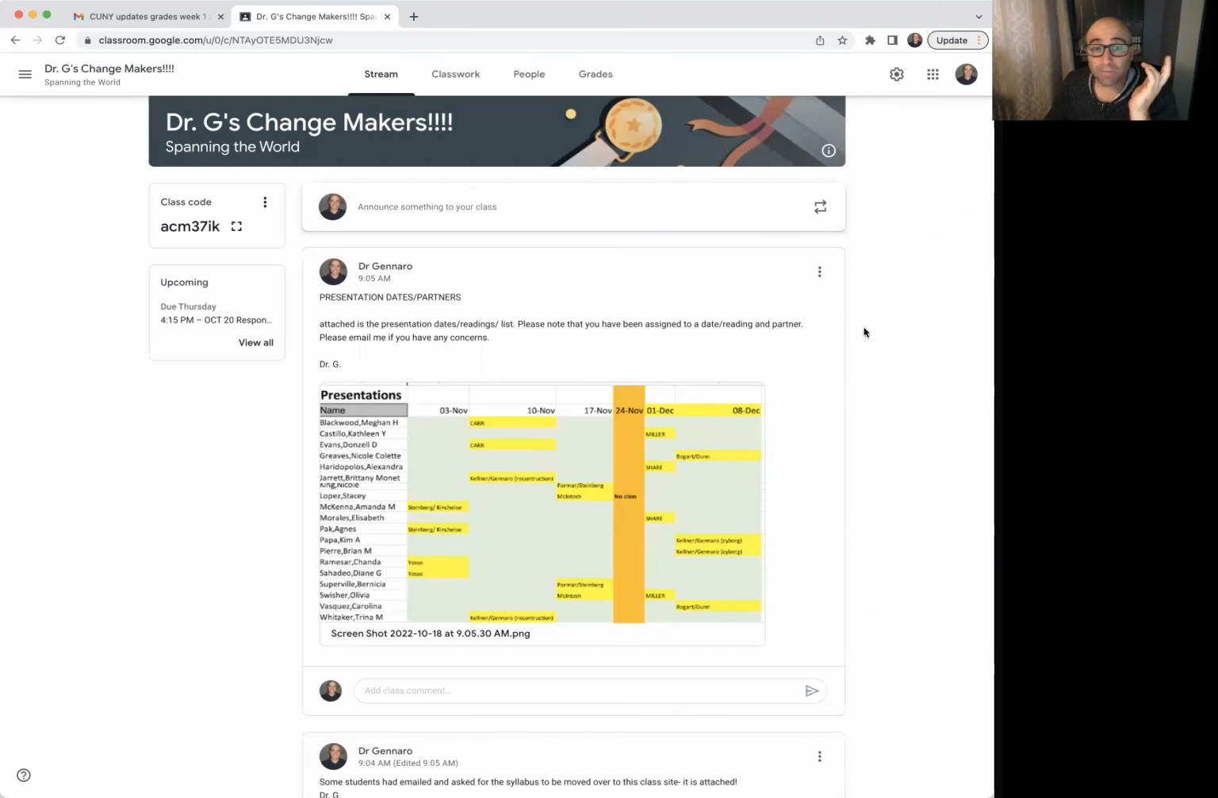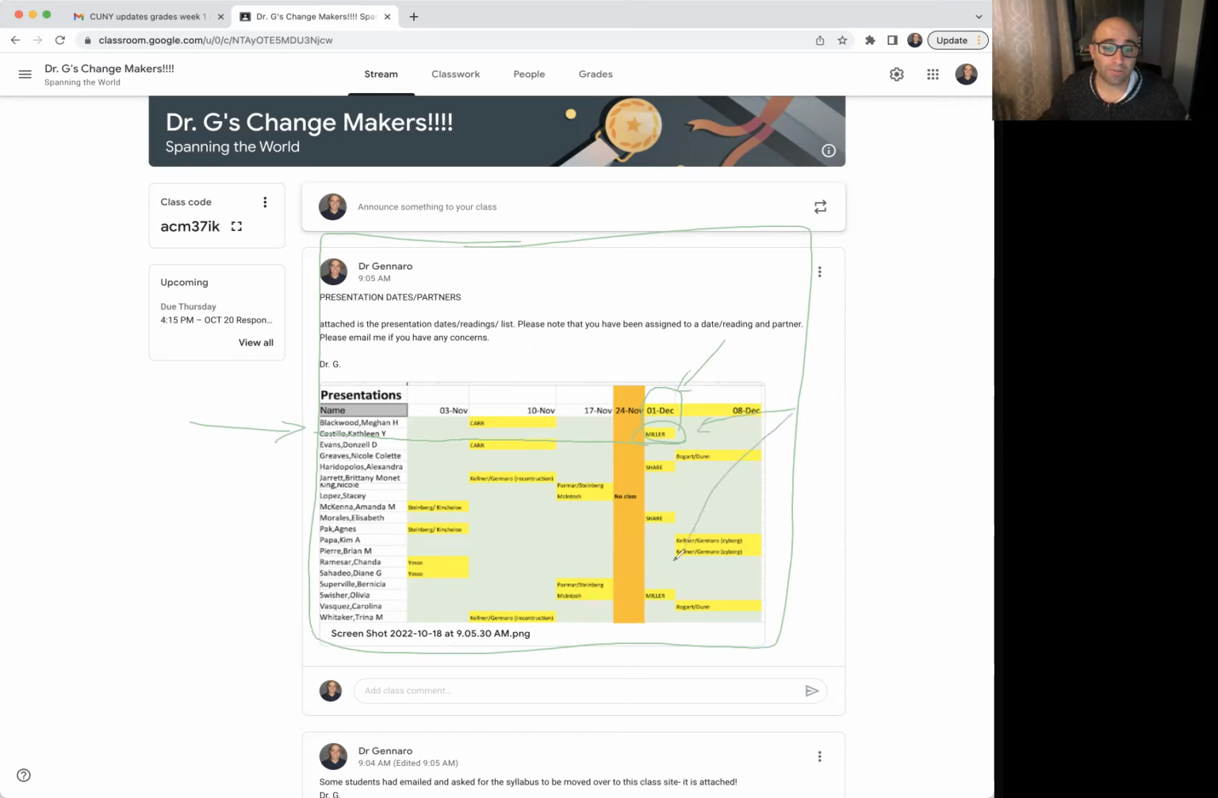So when you come to the main site, you'll notice that we have our right on at the very front, and posted to it is the sign up sheet for the presentations. You find your name and where your name intersects with the date. I've highlighted it for each person. That's the date you'll be presenting. That's the reading you'll be presenting on.